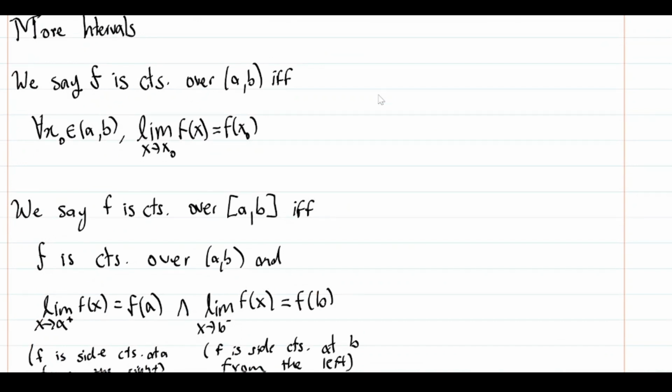Now, we're going to do some more on intervals. We've dealt with continuity in its domain over the real numbers. Now, what about over a specific interval? We say f is continuous over the interval (a, b), not inclusive, exclusive, if and only if for all x naught in this interval, f is continuous, right? We define continuity in the interval by saying, for all points in this interval, it's continuous at that point.